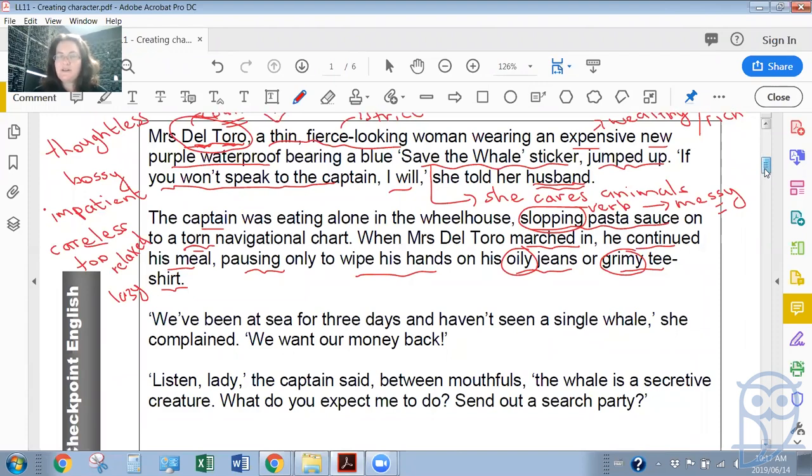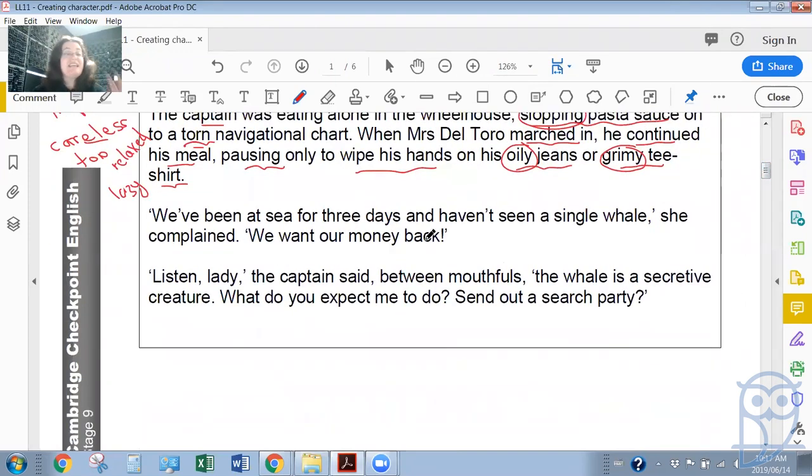So what does Mrs. Del Toro say? She doesn't even say hello, captain. She doesn't acknowledge him in any way. She just says, we've been at sea for 3 days and haven't seen a single whale. She says this in a complaining tone. She complains. Perhaps she's used to doing this. We want our money back. Okay, so she's quite direct in what she wants. She doesn't hold back. She's very confident.